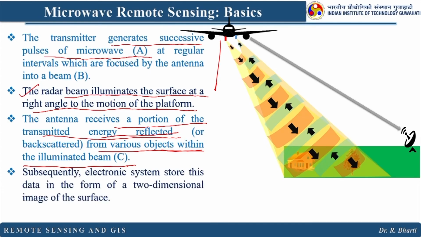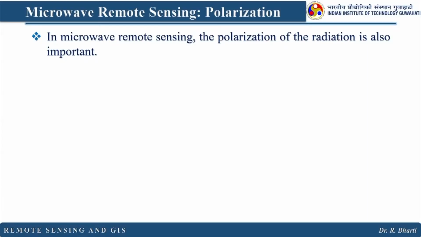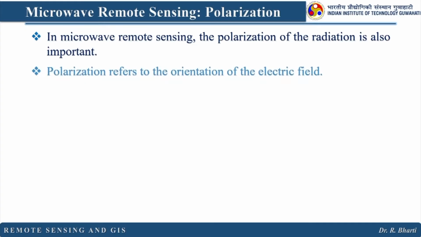Now subsequently, the electronic system stores this data in the form of a two-dimensional image of the surface, and then it will be transmitted to your ground station and subsequently it will be analyzed. In microwave remote sensing, polarization plays a significant role. So here the polarization of the radiation can be used as an advantage. So how? Let us see.